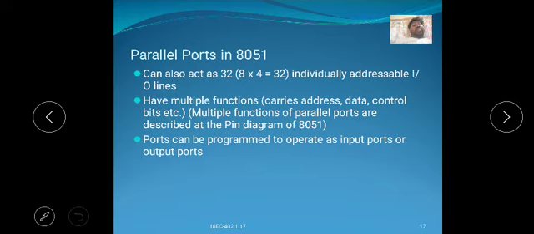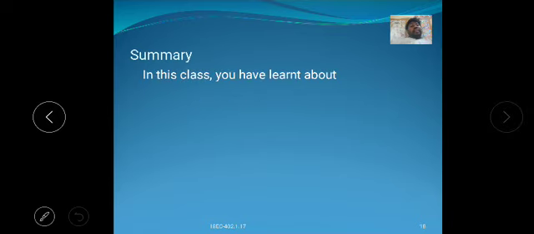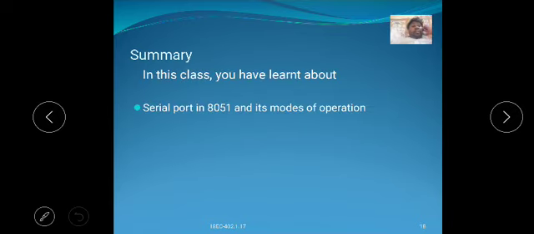The ports can be programmed to operate as input ports or output ports. This is the discussion about the input output ports and serial ports of the 8051 microcontroller.